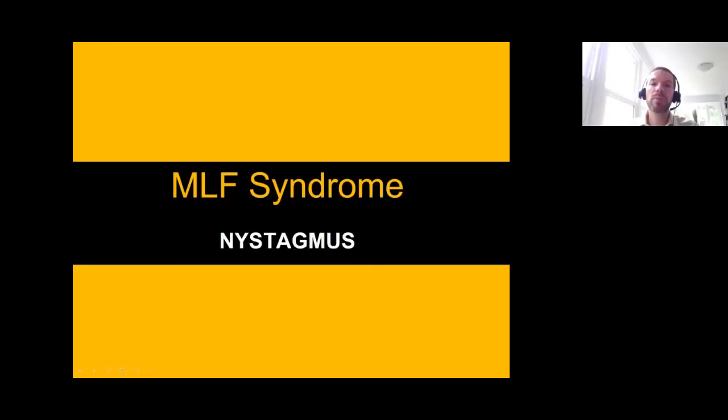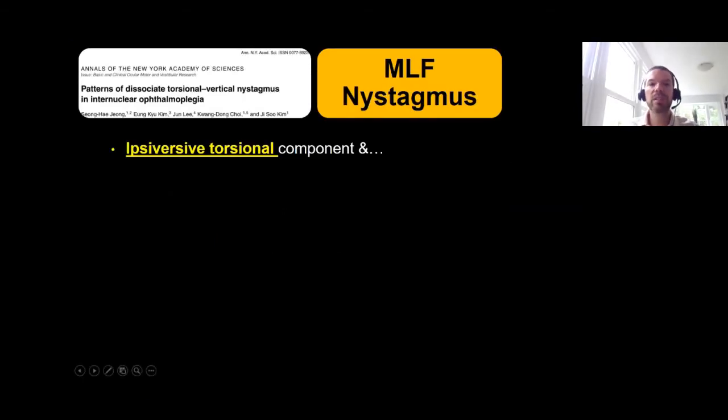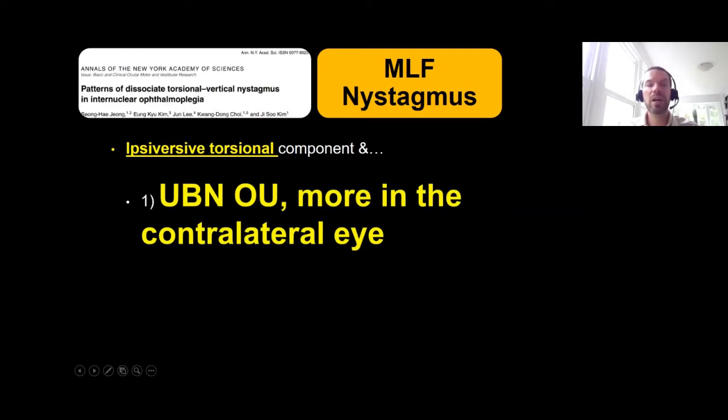Okay, so what about medial longitudinal fasciculus nystagmus? Two things happen. It is very common that if you catch a patient with a medial longitudinal fasciculus lesion who has an INO in the acute setting, they will also have spontaneous nystagmus, and it's often dissociated torsional and vertical. By far the most common pattern is an upbeat torsional nystagmus, but it's more upbeat in one eye and more torsional in the opposite eye.